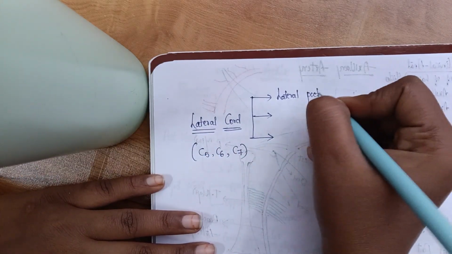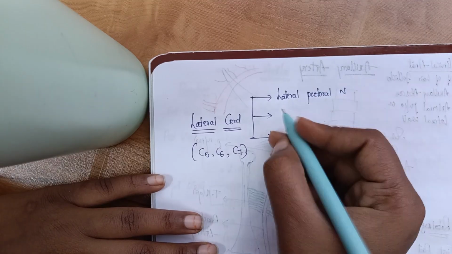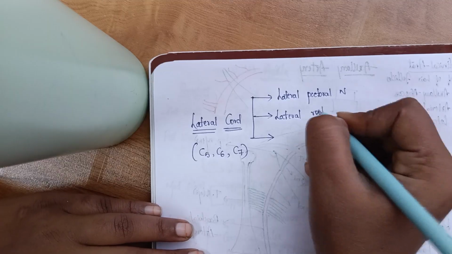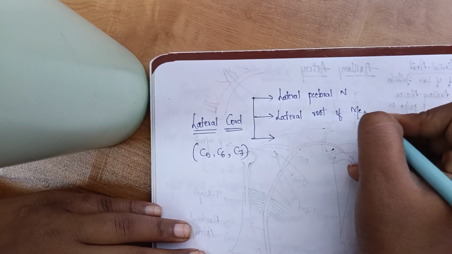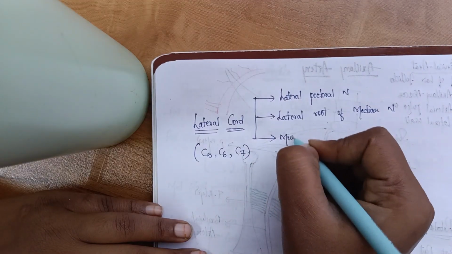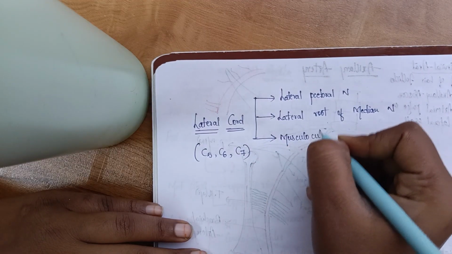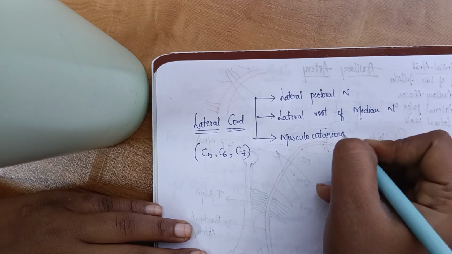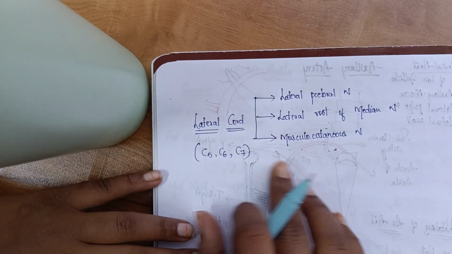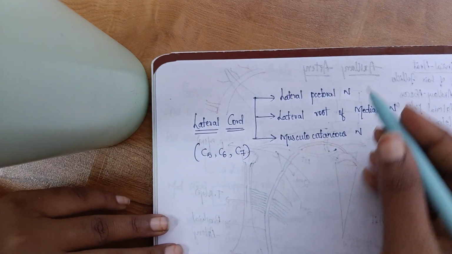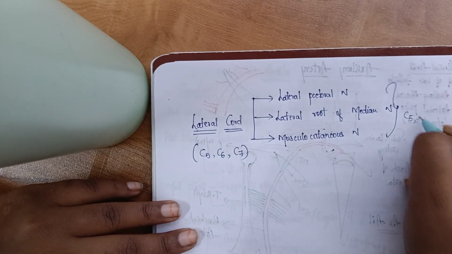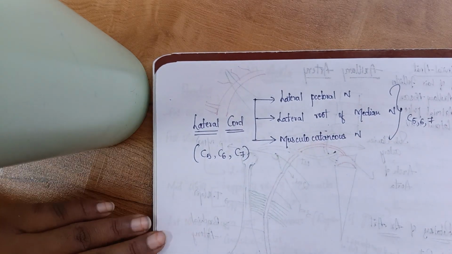The lateral pectoral nerve, the lateral root of median nerve, and one more is the musculocutaneous nerve. These are the three nerves which are arising from the lateral cord, and their root value is C5, C6 and C7.